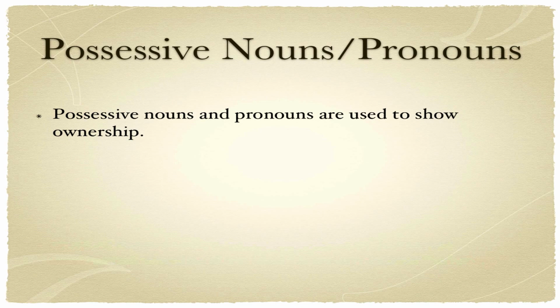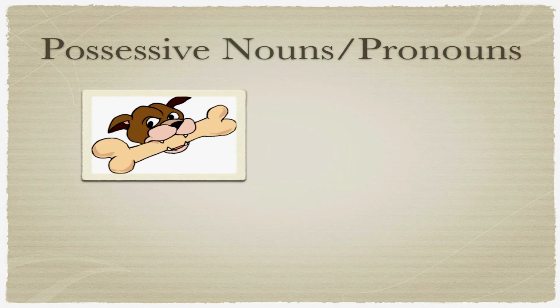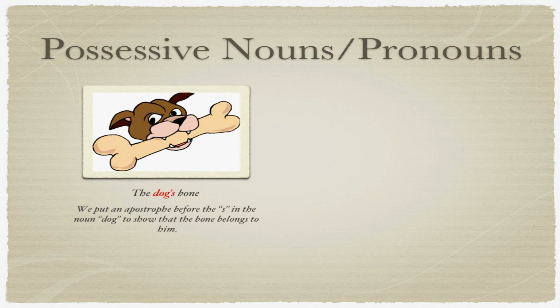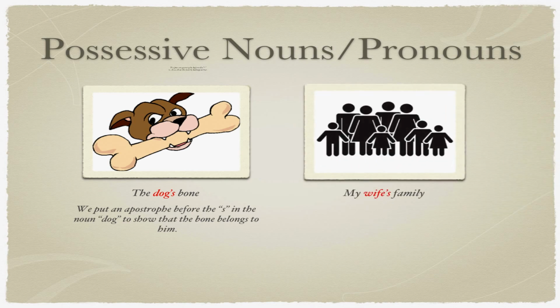Possessive nouns and pronouns. We use them to show ownership of something. Let's take this example. The dog's bone. Okay, we've got a dog chomping on a bone. It's his. It belongs to him. So we put an apostrophe before the S in dog's to show possession, to show that that bone belongs to that dog.